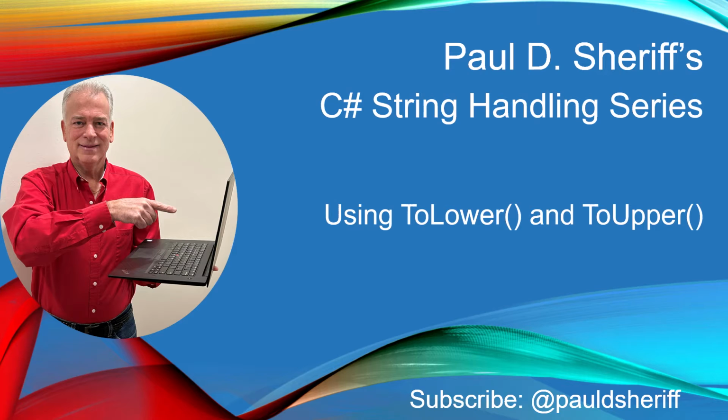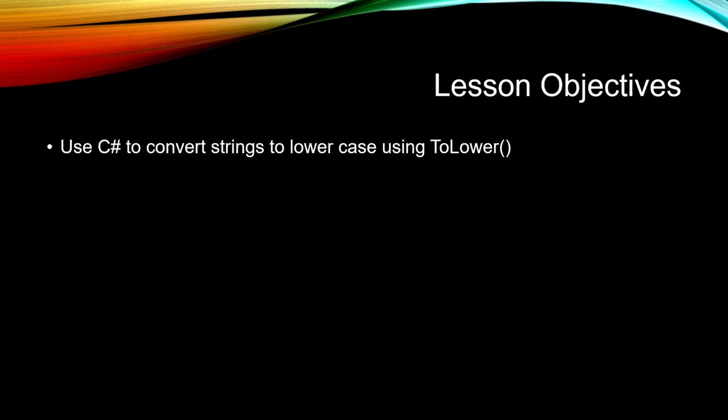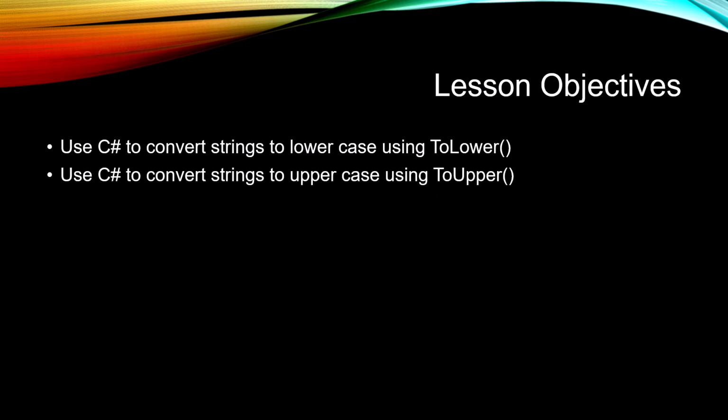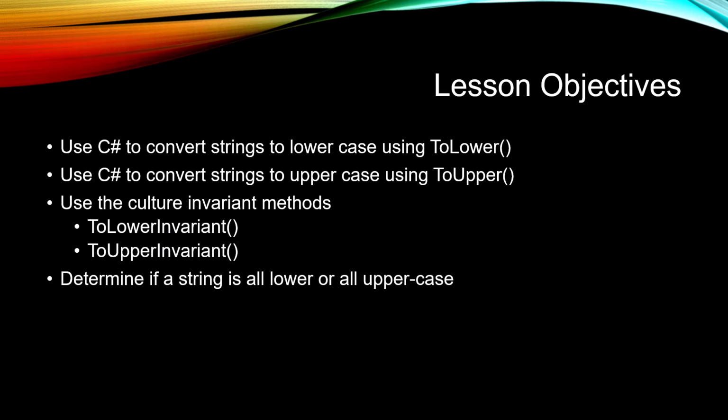This lesson is using ToLower and ToUpper. For this lesson, I'm assuming that you are familiar with C# and .NET. The objectives for this lesson are to use C# to convert strings to lowercase using the ToLower method and to convert strings to uppercase using ToUpper. We're also going to use the ToLowerInvariant methods of these. We're also going to determine if a string is all lower or all uppercase, and we're going to do it also using a regular expression.